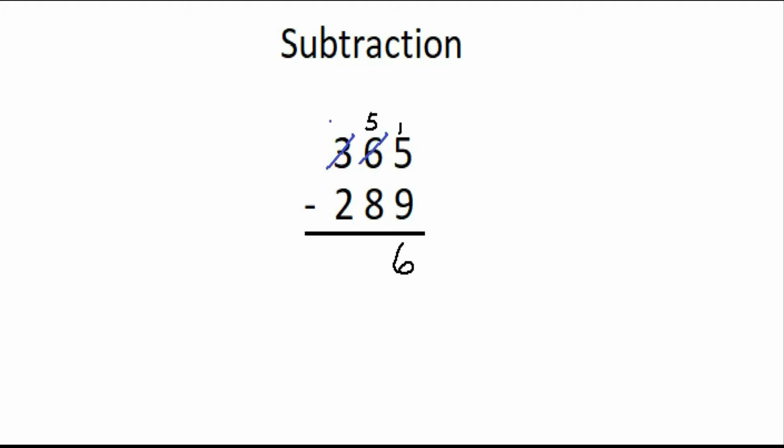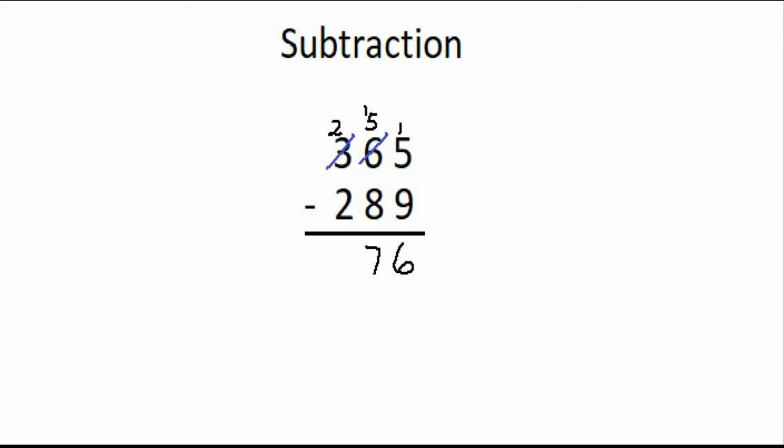In order to make 5 big enough to subtract 8, I must first borrow 1. To borrow, I'm going to cross out 3, and 3 becomes 2. And the 1 I borrowed goes here, over the 5. 5 is now 15. 15 minus 8 is 7.